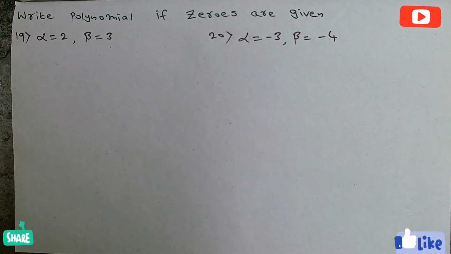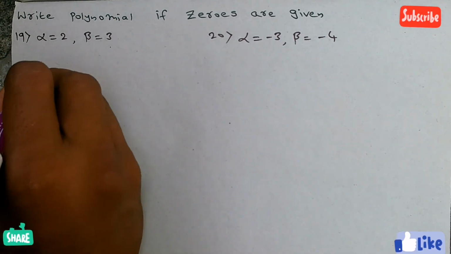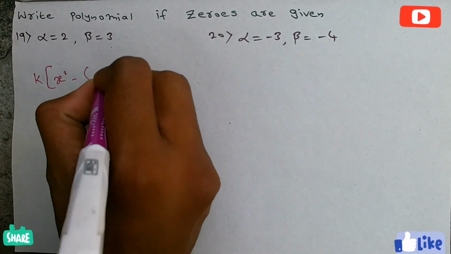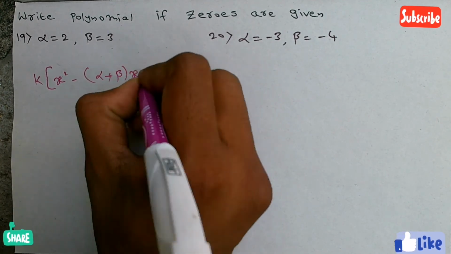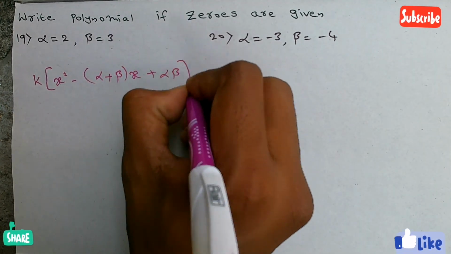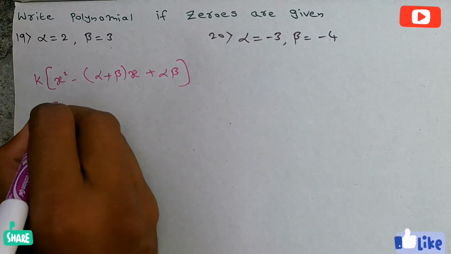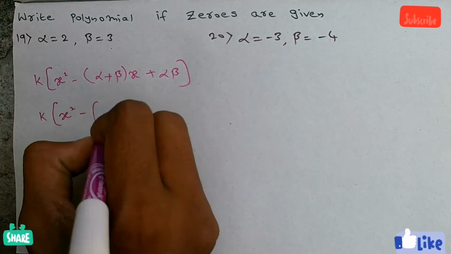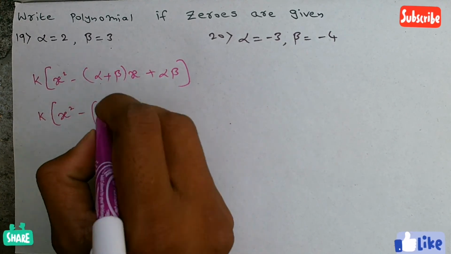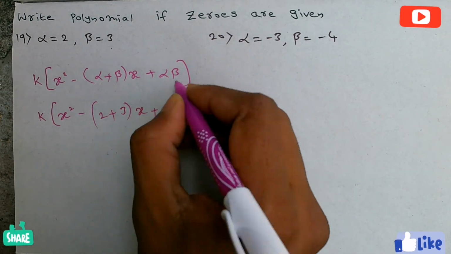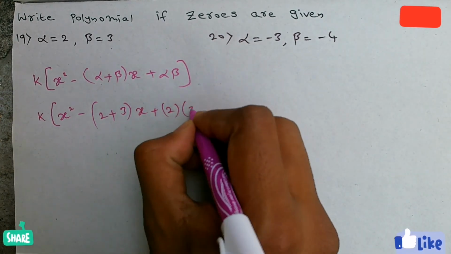So when zeros are given, to find out or to write a polynomial, we have one formula, that is k into x square minus alpha plus beta times x plus alpha beta. So simply we need to substitute in this formula. K is a constant, so write as it is, x square minus alpha value is given as 2 plus beta value given as 3 into x plus alpha into beta, that is 2 into 3.